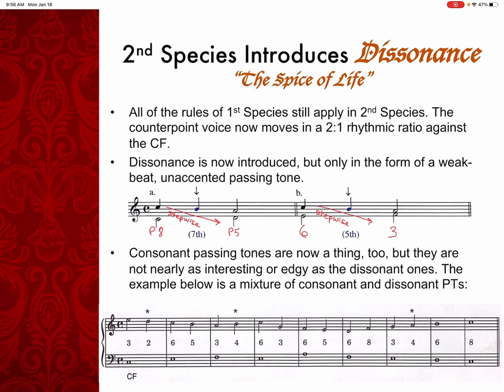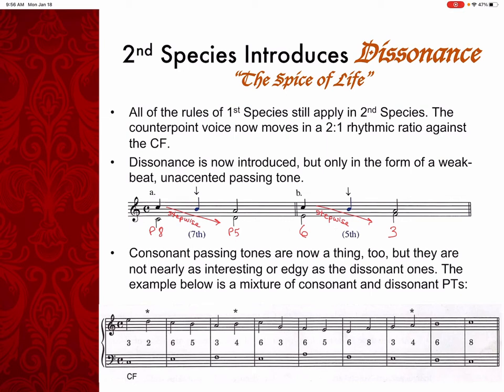Now dissonance is introduced, but only in the form of a weak beat, unaccented passing tone. So unaccented means that it's on the weaker of the two beats in a 2-2 measure, or in a 4-4 measure, it would be occurring on weaker beats 2 or 4, and that's what we see below here.